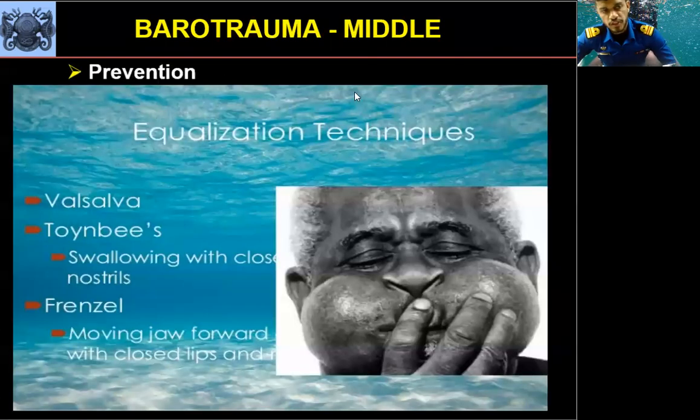So prevention. Equalization is very important. So what equalization techniques can be used? Valsalva, Toynbee, Frenzel, those are the names. Valsalva you all know. Toynbee is swallowing with closed nostrils. Frenzel means moving the jaw forward with closed lips.